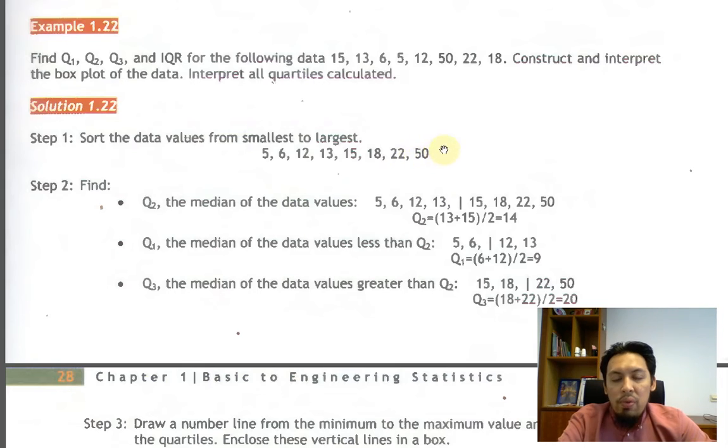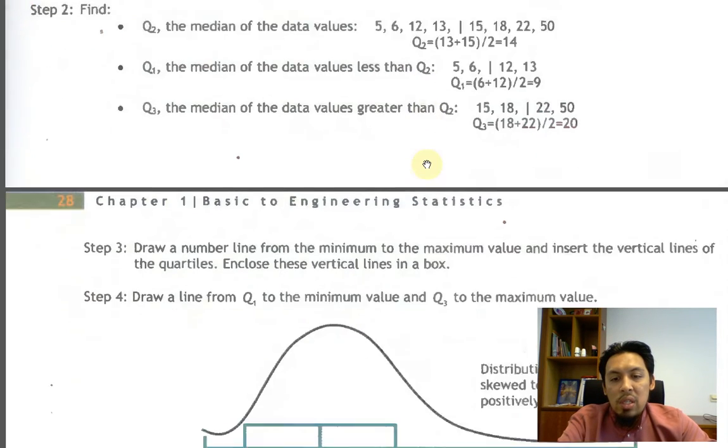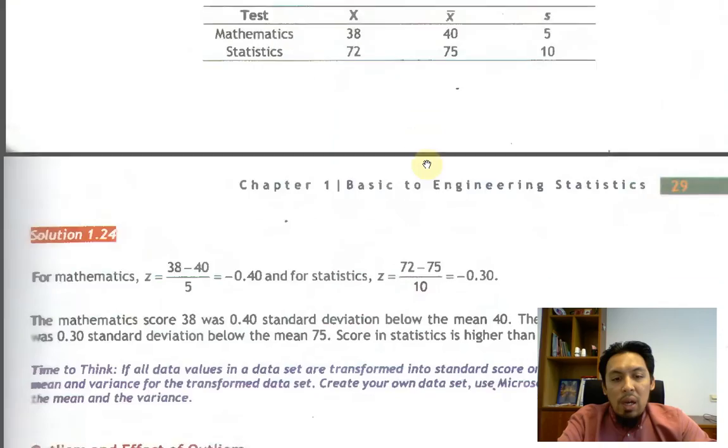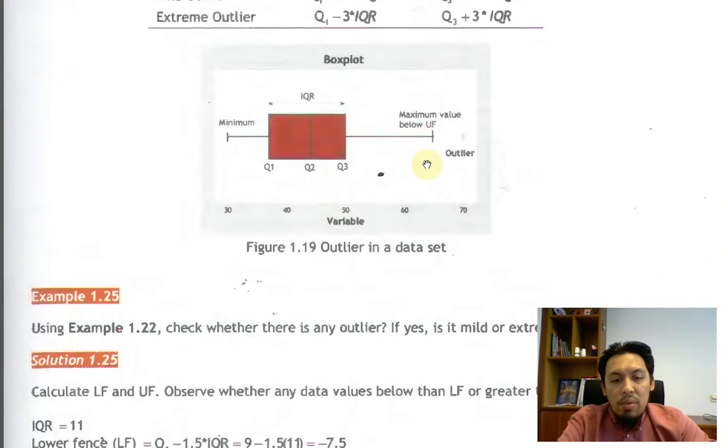We will exclude 50 from the 5 number summary, and we will substitute it with the next nearest number, which is 22. So now 22 is our maximum number in our box plot. Is 22 okay to be our maximum value? Yes, because it does not exceed 36.5, which is the mild outlier fence for our data.